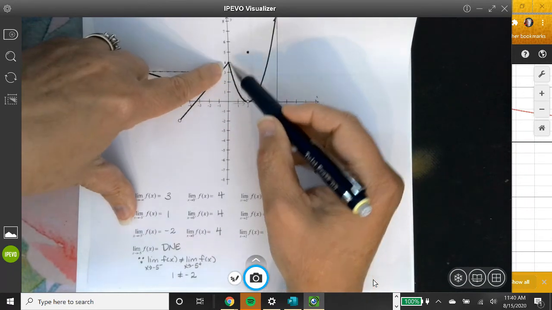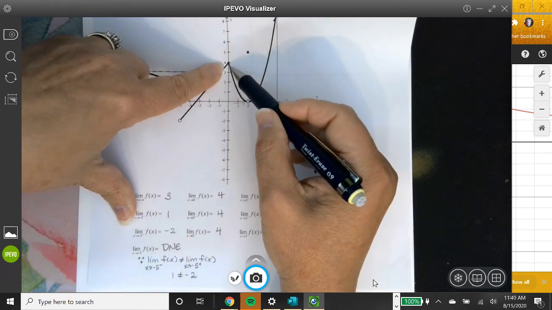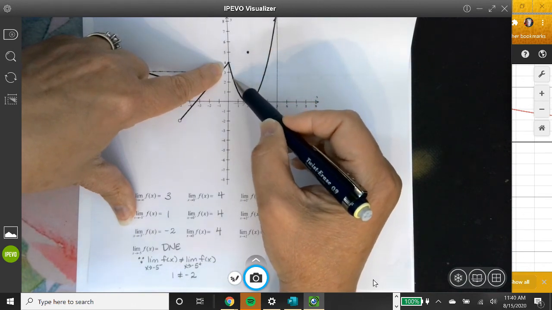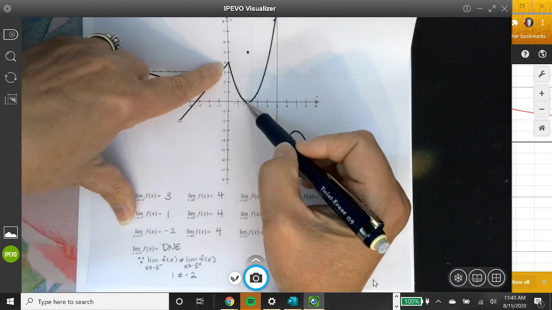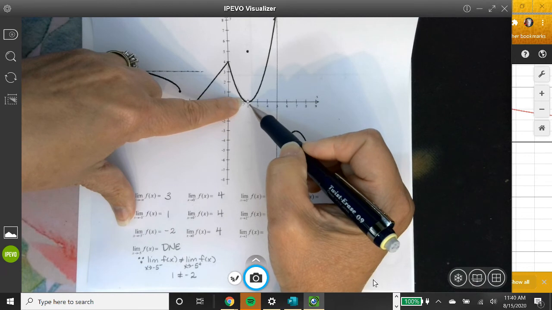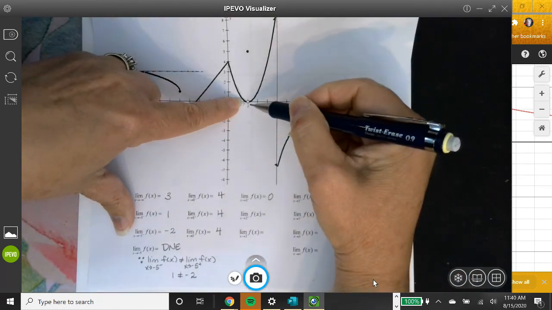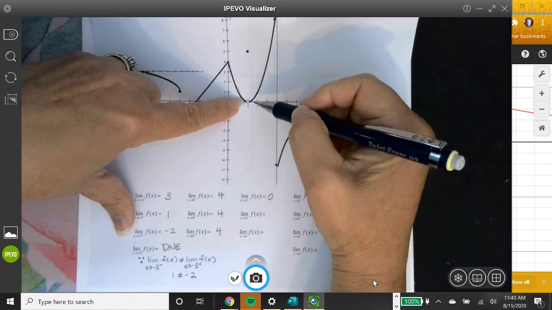If I am driving a shiny yellow Transformer Camaro on this function, and I get to this spot, what y value do I expect to hit, even though I might not hit it? Well, I expect to hit 0. So that's why that is 0. So the limit can be different than the function value.